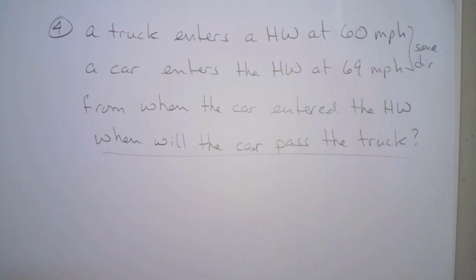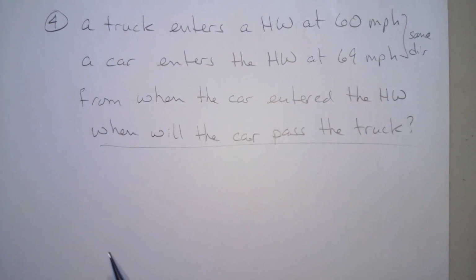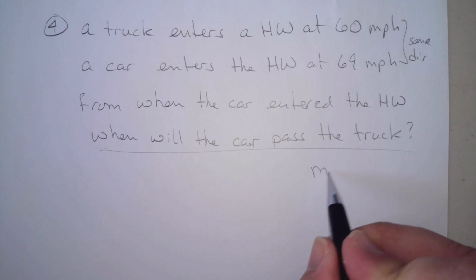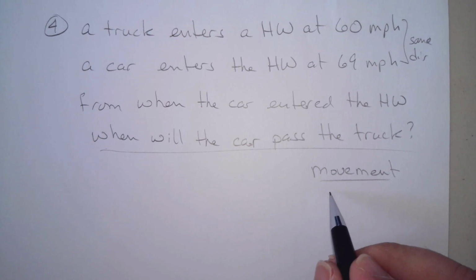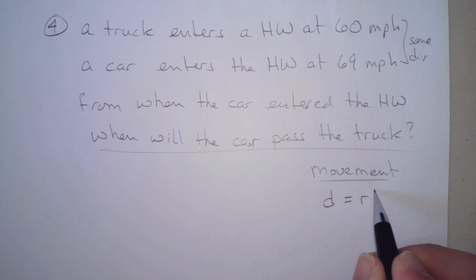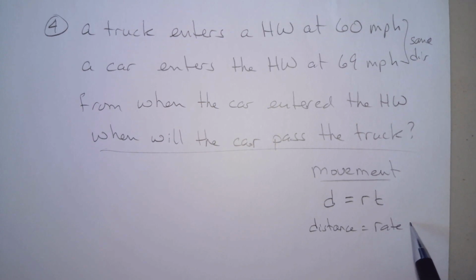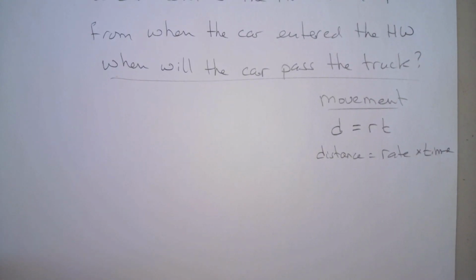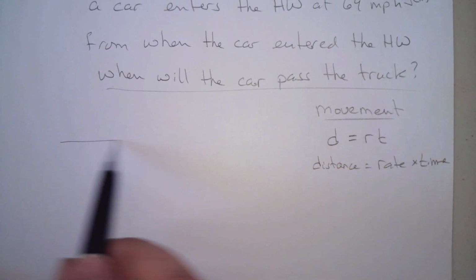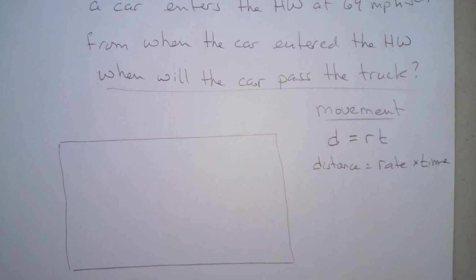Okay. Well, let's see what we have here. We have cars and trucks. Those are moving things. Anytime you have movement, you use this formula: distance equals rate or speed times time. So let's learn how to start making tables and charts. It makes it much easier for us to solve these things. It keeps everything lined up.